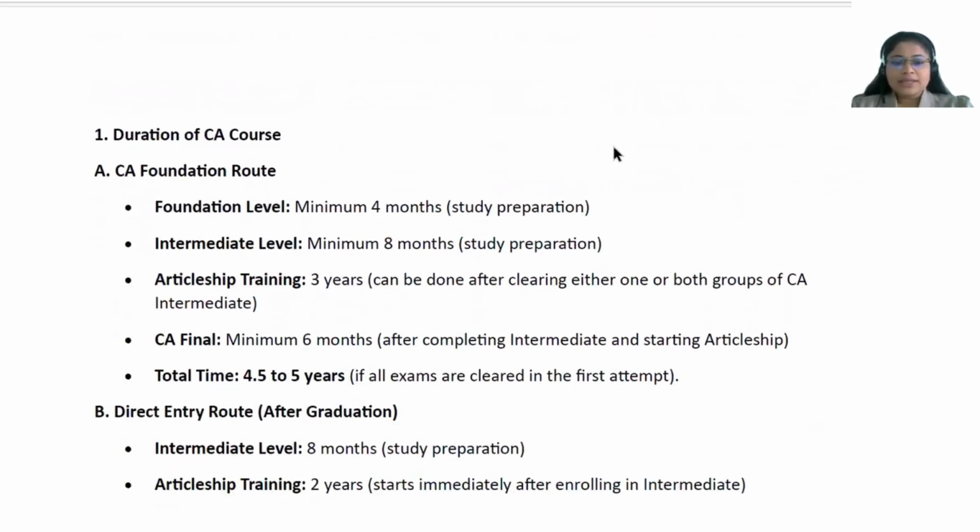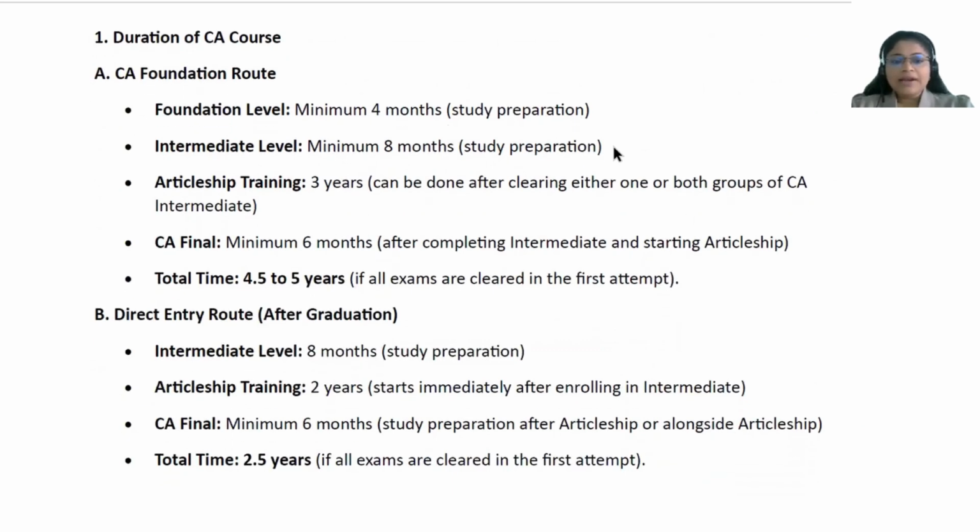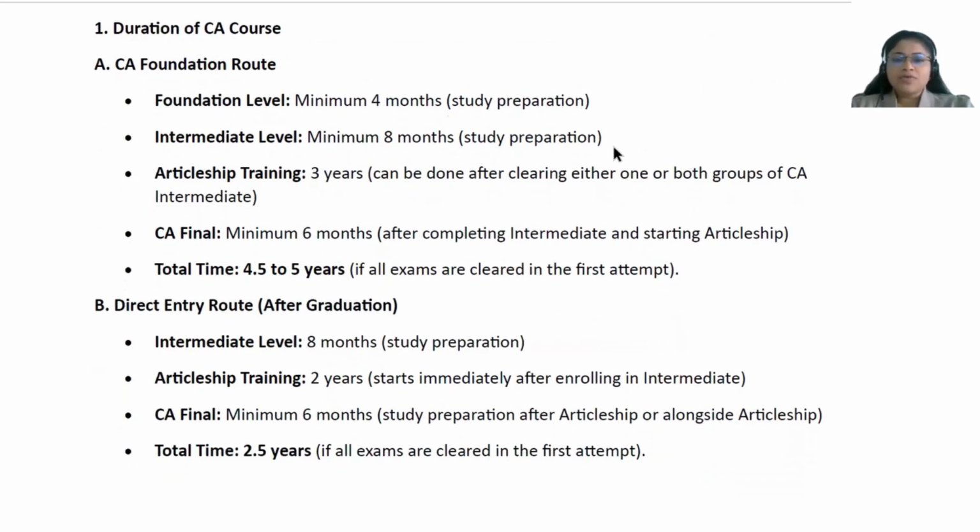Duration, as we discussed, goes: foundation 4 months, intermediate 8 months, articleship period of 2 years after clearing both the groups, and a final of 6 months, minimum 6 months you need. On an average, 4 to 4.5 years are required for clearing chartered accountancy in your first attempt.